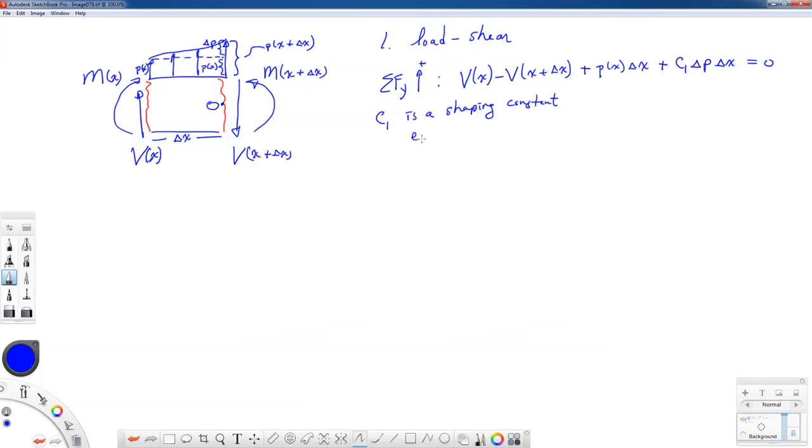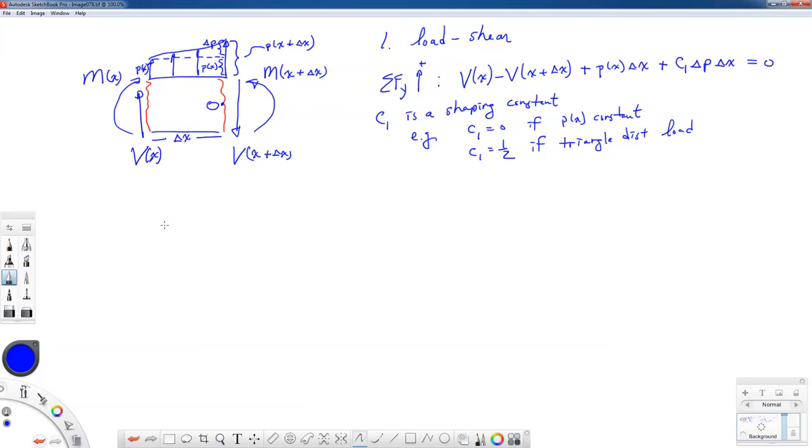So for example, C1 is equal to 0 if P of X is constant. If we have a triangular distributed load, then C1 would be equal to 1/2. And for any shape, we could find out that it's some constant times delta P and delta X.